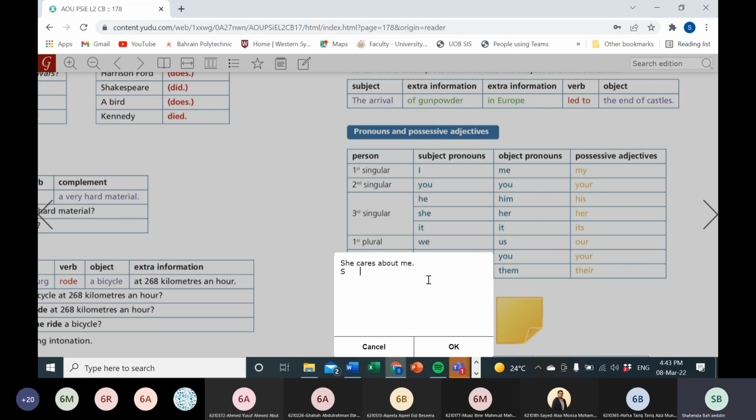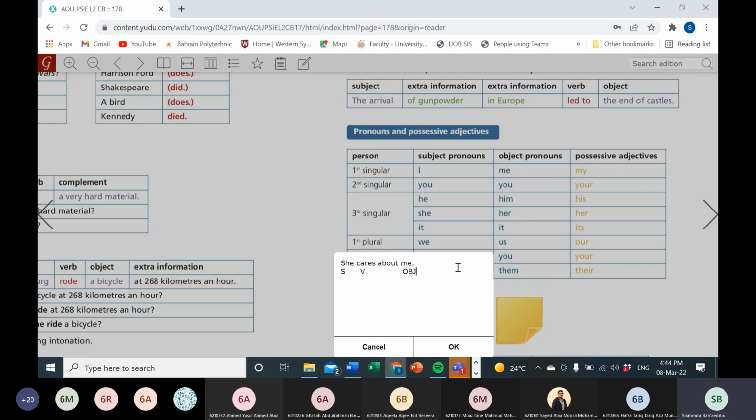Where is my verb? Cares. Where is my object? Me. This is the object, the affected participant. So me is a pronoun in the object position.